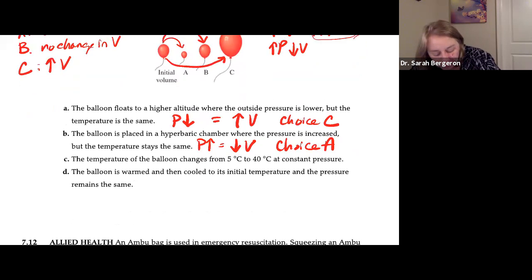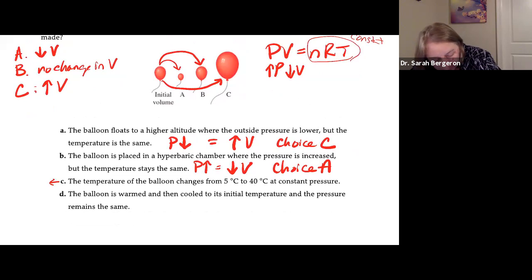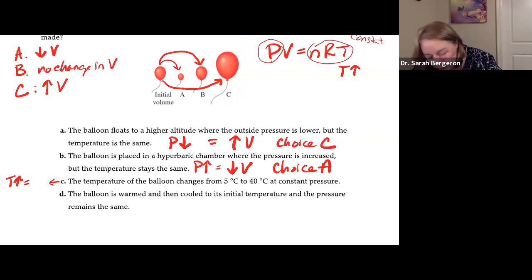The temperature of the balloon. So here in C, our temperature increases. So what's going to happen when our temperature increases? Well, let me kind of erase this. If my temperature increases, what's going to happen if I have constant pressure? So this is constant and this is constant. So if my temperature goes up, I need to make the two sides equal. My volume is going to go up. So I need to increase my volume. So this would be choice C.